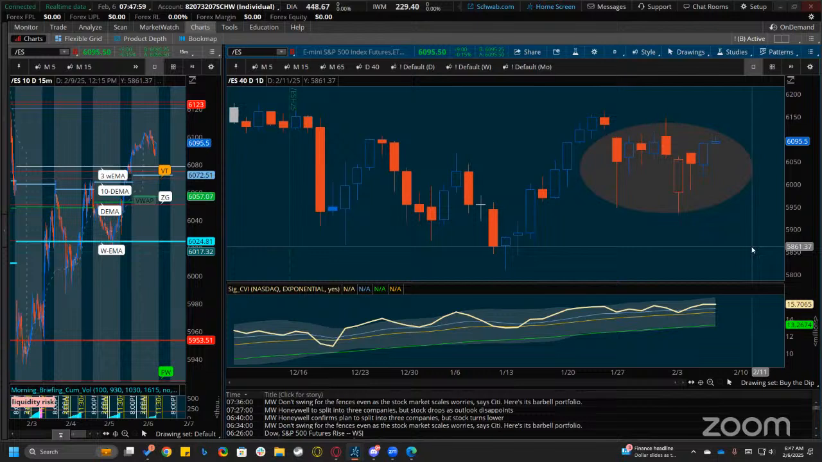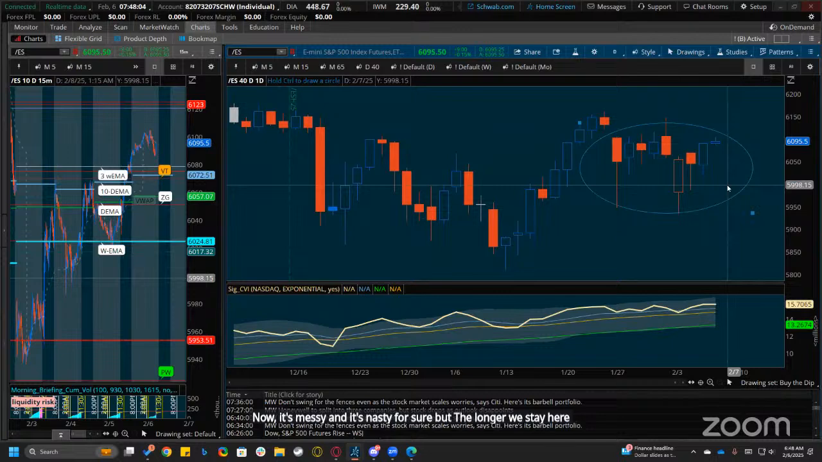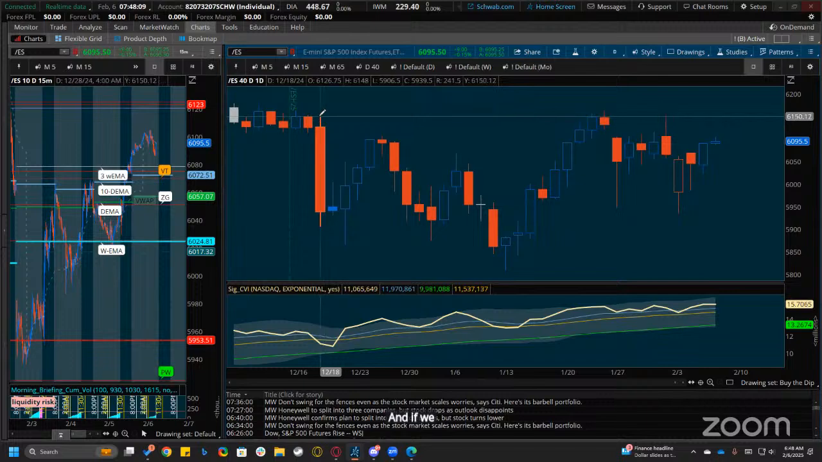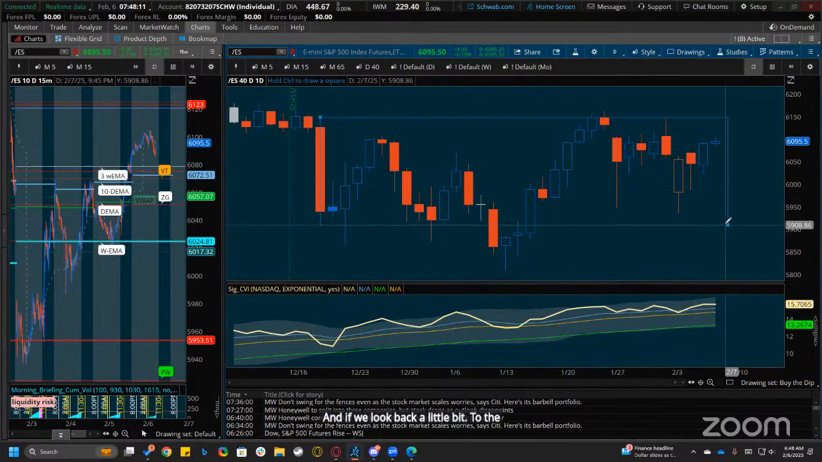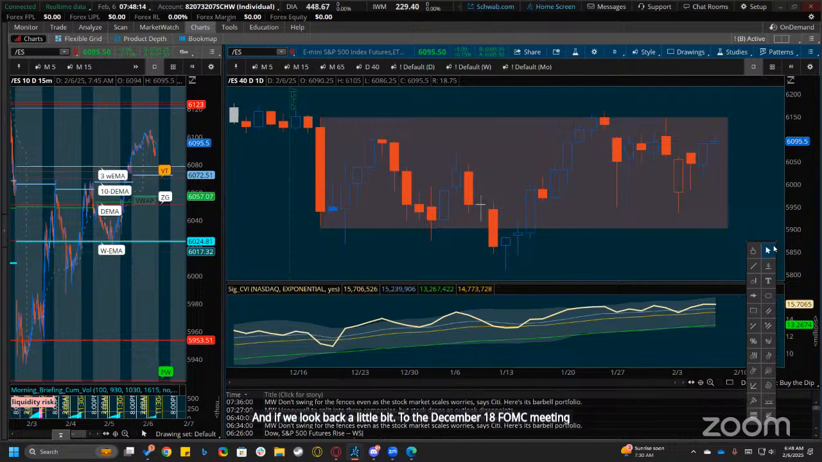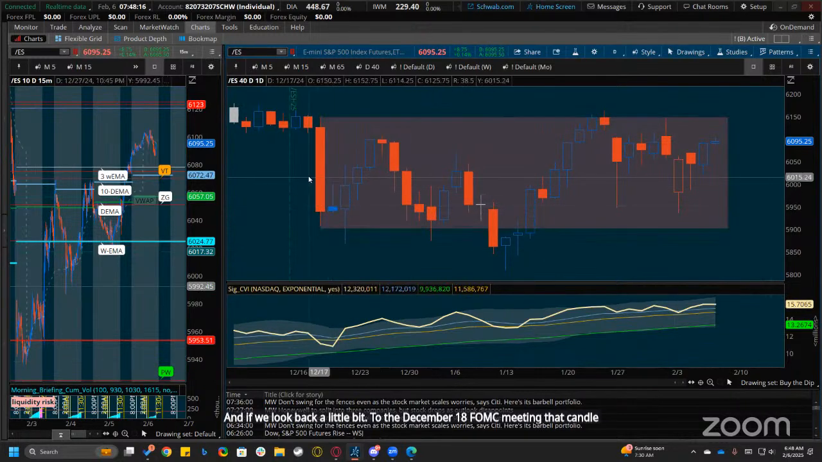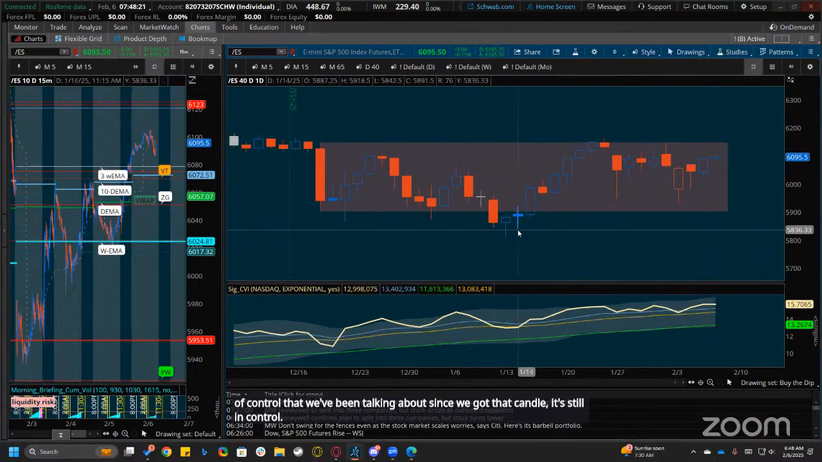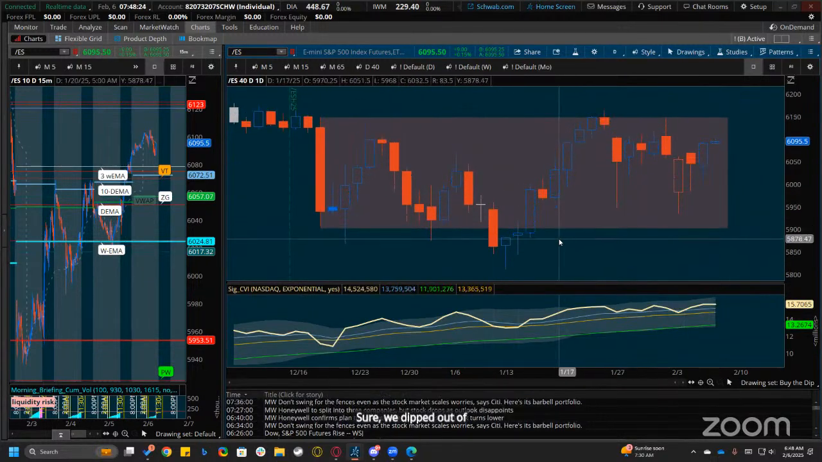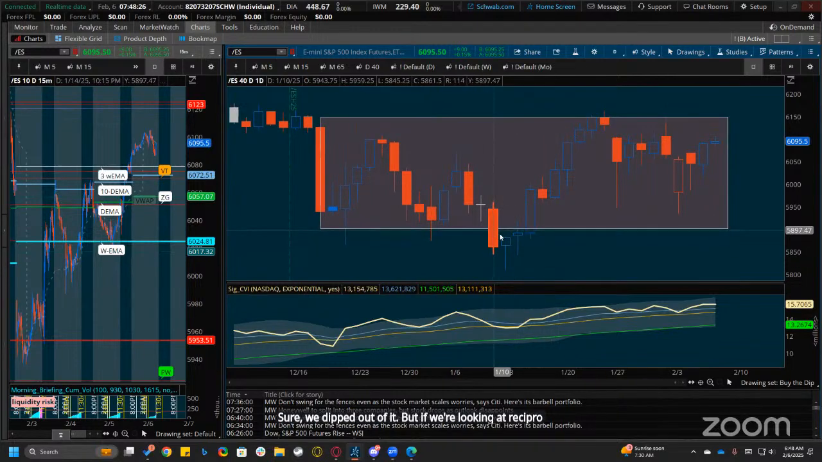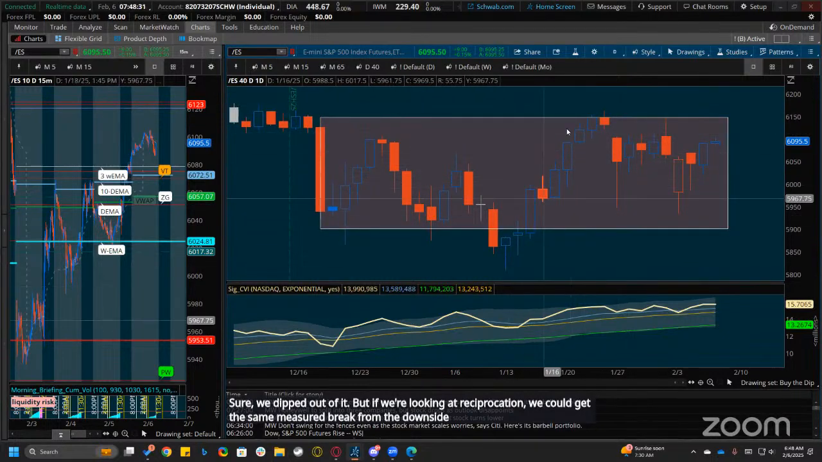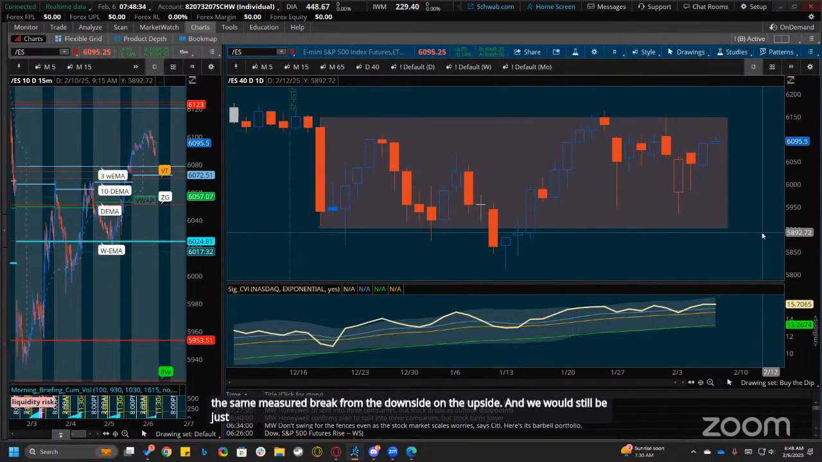Now, it's messy and it's nasty for sure, but the longer we stay here, the more we're going to build structure above and below this level. And if we look back a little bit to the December 18 FOMC meeting, the candle of control that we've been talking about since we got that candle, it's still in control. Sure, we dipped out of it, but if we're looking at reciprocation, we could get the same measured break from the downside on the upside, and we would still be just sitting in this range. We got to get out of this box.